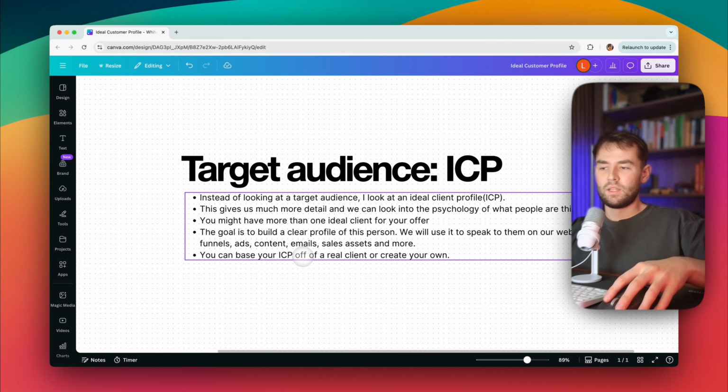So starting off with the demographics, and this is what most people think about when they think of their target audience. So this is the surface level information that defines who your client is. So how old are they? What gender are they? So maybe your service or product appeals more strongly to one gender.